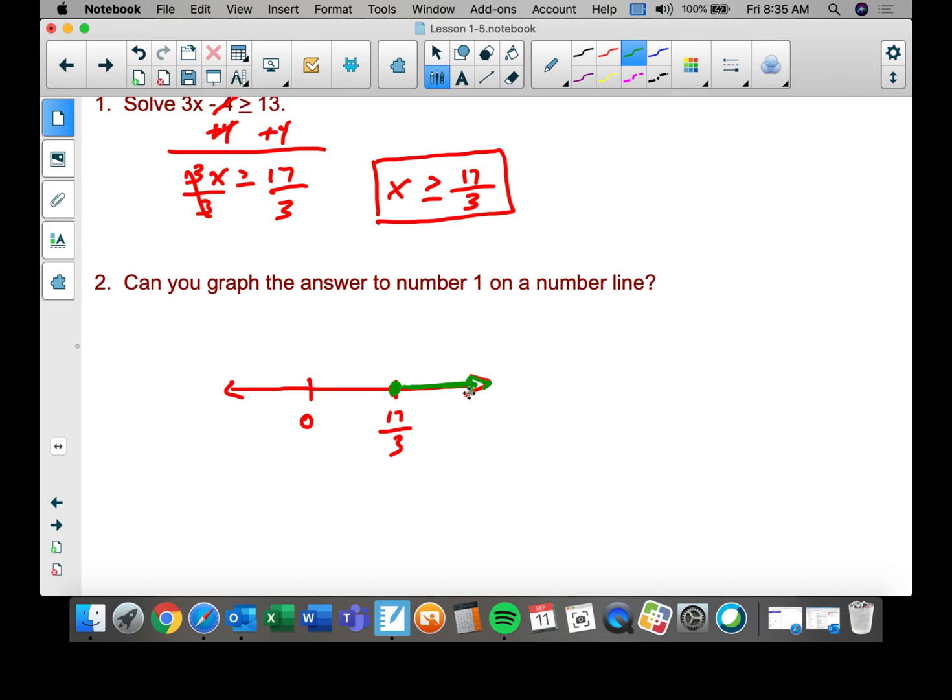And then I'm going to also shade the arrow. And the reason I'm shading the arrow is to signify that it would go on and on and on forever, that it doesn't stop. Okay? And so that's what that number line would look like. And we'll talk more, like I said, about open circles versus closed circles, the different inequality symbols, all that kind of stuff. Okay? But that's where we're at so far.